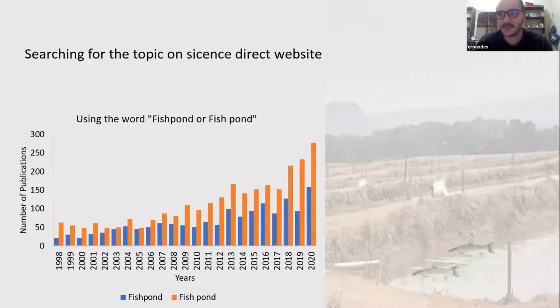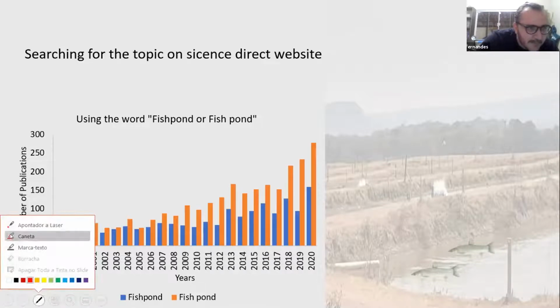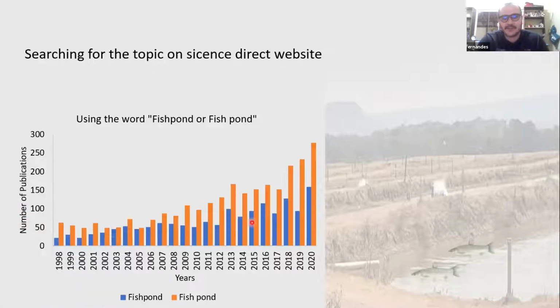Yesterday, to give an introduction to the topic, I searched ScienceDirect for the words fish pond together. You can see here in blue around 150 publications last year with the words fish pond, which for me is already quite a lot. When you put fish pond in quotation marks, you have around 300 publications, and last year around 450 publications about fish pond.